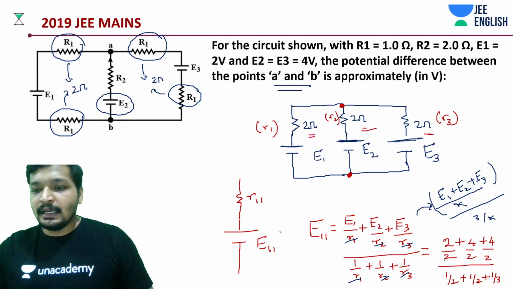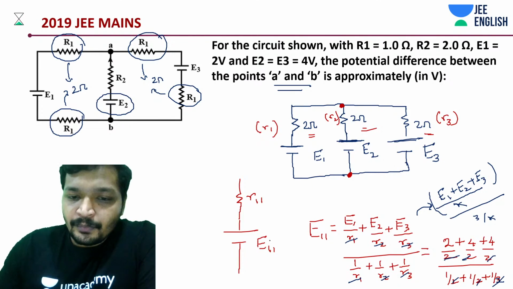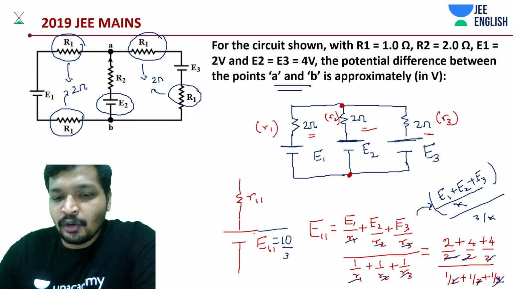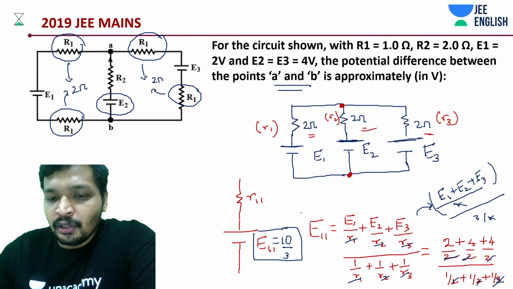Okay, you're going to get it as 3.3. Denominator gets cancelled. Okay, simple. Do remember this thing. This is what can help you solve the question quickly.